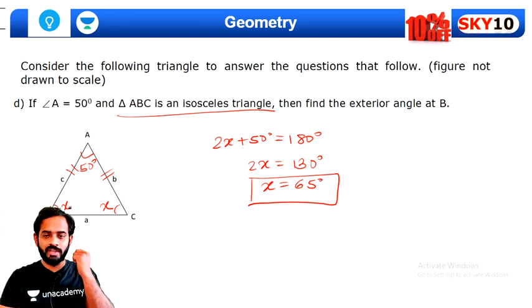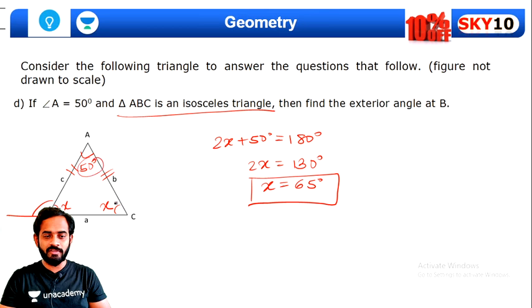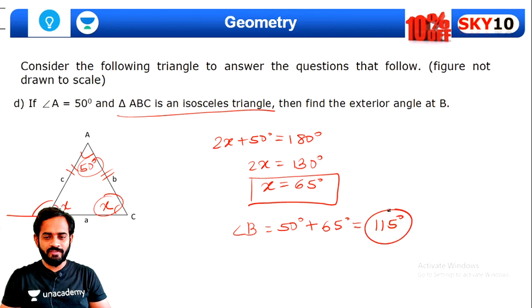Once the value of x is 65 degree, we want to find out the exterior angle at B. So the exterior angle at B will be equal to the sum of the remote two interior angles, that is 50 plus x. So the value will be equal to 50 plus 65. So the summation comes out to be 115 degree, isn't it? Very simple. I believe there is no doubt over here, guys.